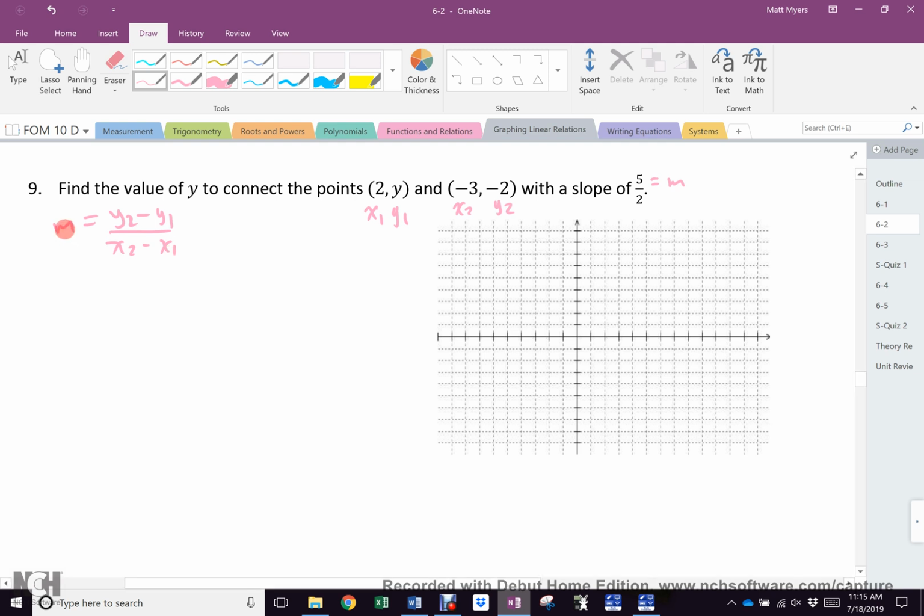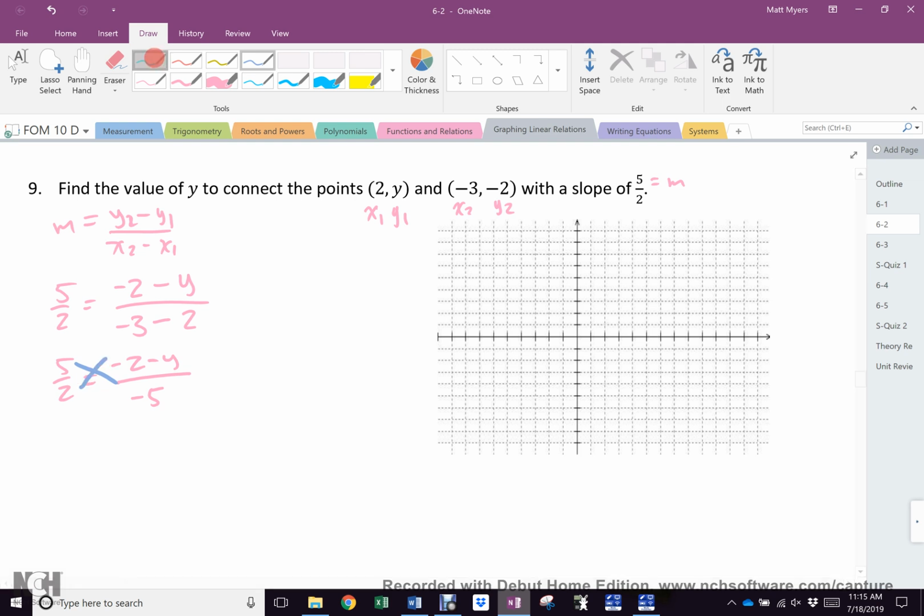It's possible to screw up my grade 3 algebra, isn't it? But it's impossible to do the grade 10 part wrong if I write it out. What do I put in for m? 5 over 2. What do I put in for y2? Negative 2. Minus, what is y1? y. Over, what is x2? Negative 3. Minus, what is x1? Tidy it up. 5 over 2 equals negative 2 minus y over what? They can count. Now what?